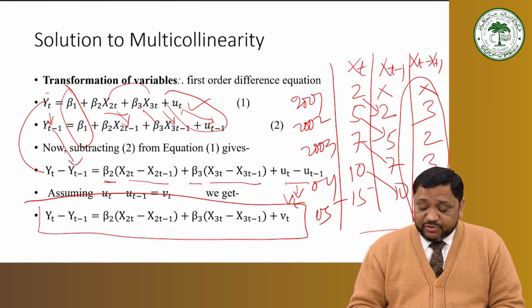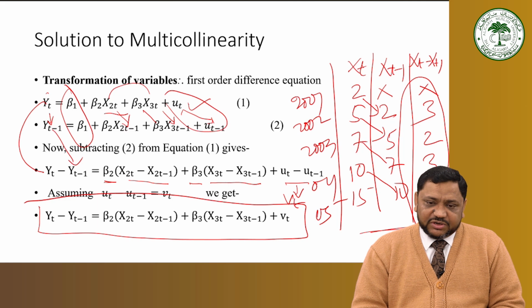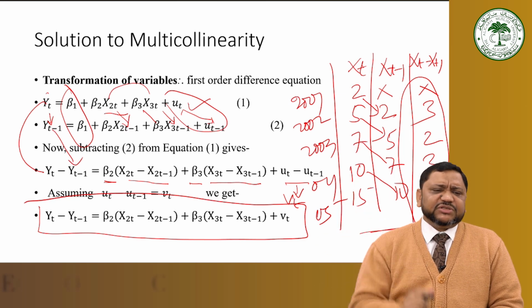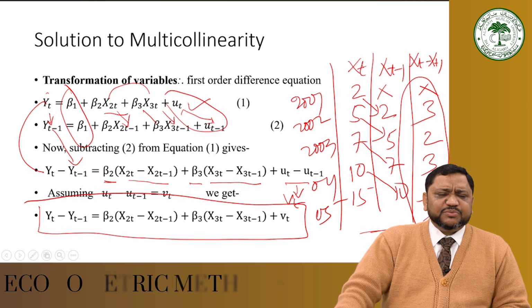The moment you do the differencing, you are doing away with all the long run properties of the relationships. All the long run characteristics are gone. You are just taking two periods, studying today's period against the last year's period. So that is another issue which arises because of this.